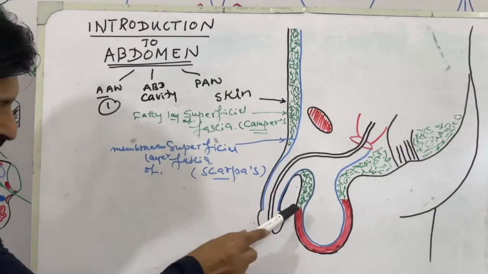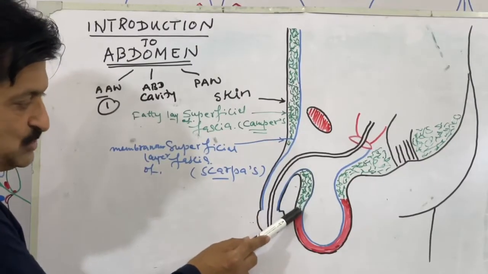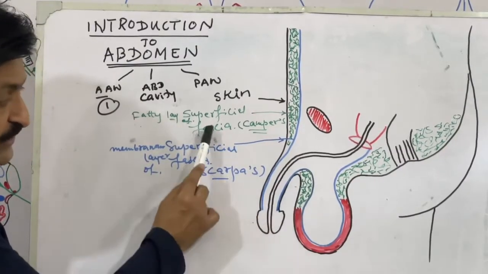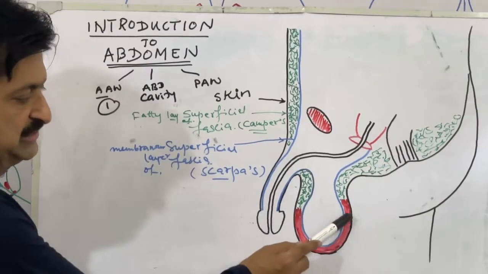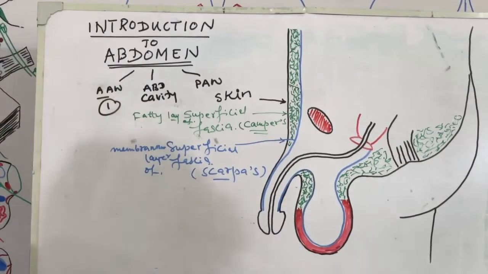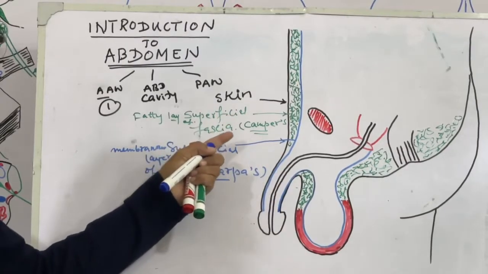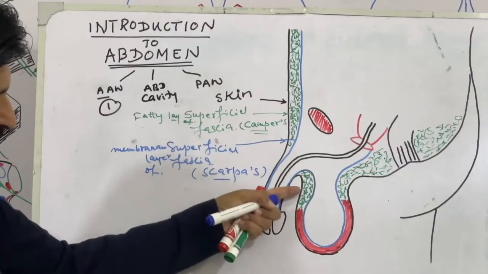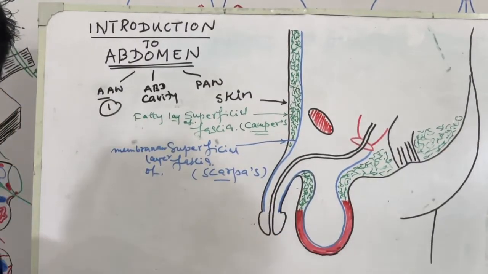But what is important here is that when you go into the scrotum area, the superficial fascia, the fatty layer, will not remain fat here. It will be converted into smooth muscle. The red color I am showing is the conversion of the superficial fascia, or Scarpa's fascia, or the Camper's fascia. It becomes continuous with, or is transformed into, smooth muscle.